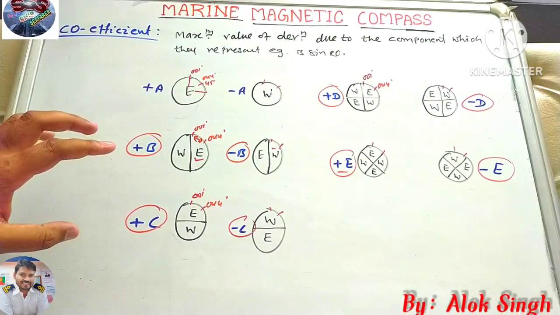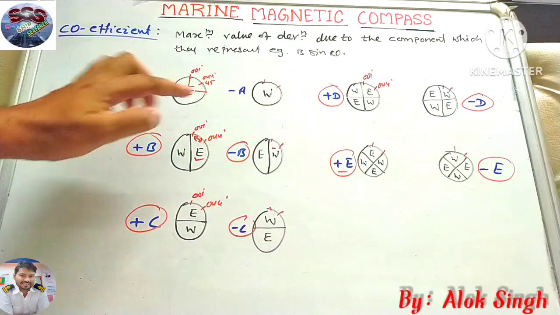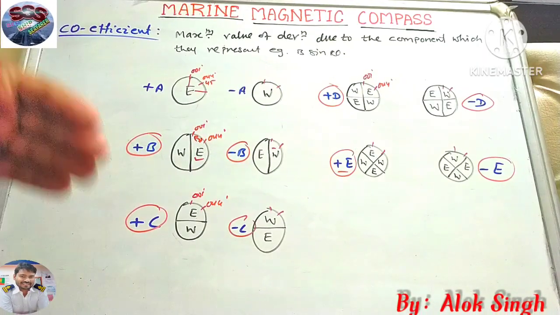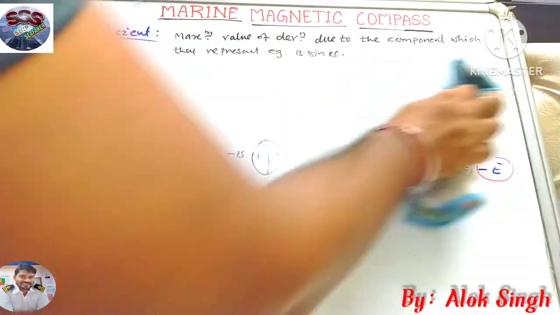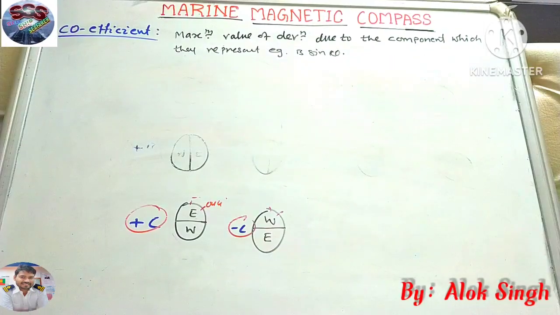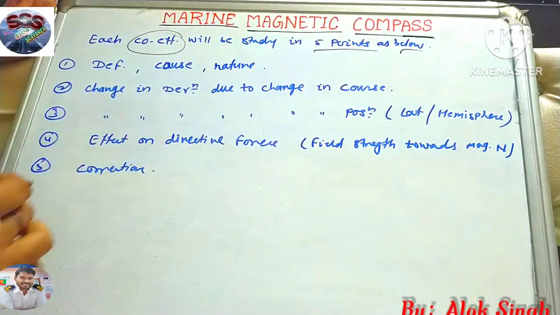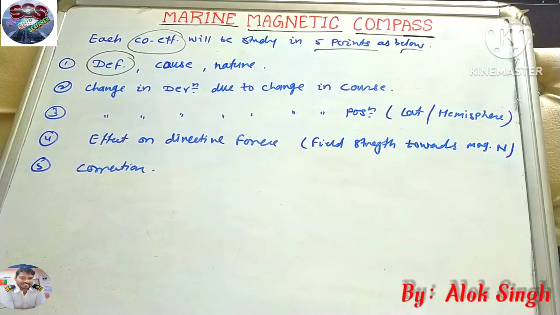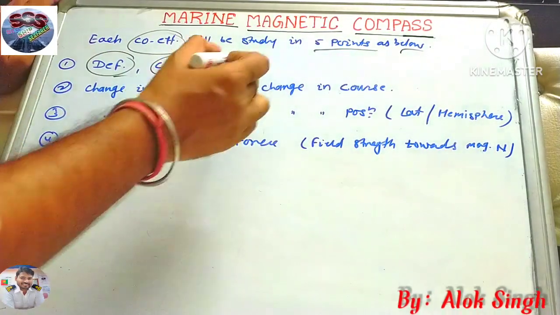After this we'll study each and every coefficient A, B, C, D and E. Before that, we'll see how we'll study all those coefficients. Each coefficient will be studied in 5 points. We'll discuss those 5 points now, and thereafter we'll start all the coefficients one by one. First of all, we'll see the definition, because we are studying the same for the written exam also. So the definition is required. Then we'll see the cause of that particular coefficient and the nature of that coefficient.